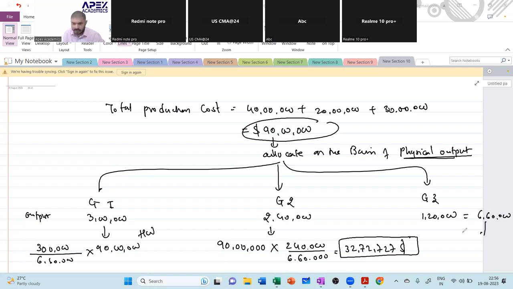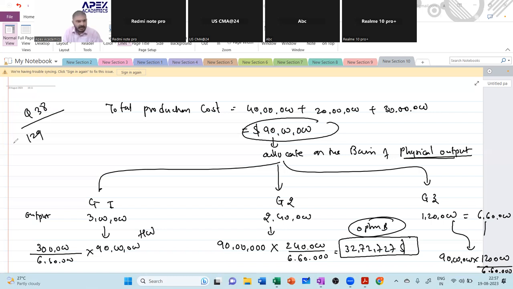And over here, what will it be? Sorry, the arrow is from this side. It will be 90 lakhs multiplied by 120 divided by 660. Now this, I think, is your option B. This is question number 38 on page number 129 of your additional question bank. In CA Institute, we call it additional question bank.